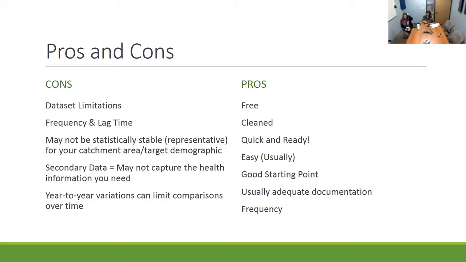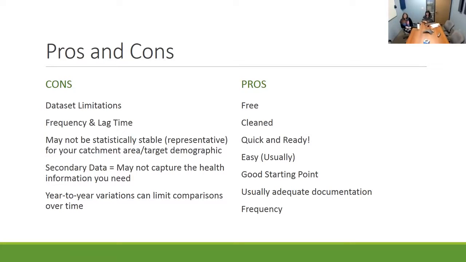A lot of these query systems can actually produce tables and graphics for you that you can utilize in reports or in informing decisions. It's usually easy. I think we're going to go over some easy examples and some more complicated examples. They provide a good starting point. It may not be perfect, but it can help give you an idea of where disparities or areas of priorities or areas of strengths within your catchment areas may be. We usually have adequate documentation of how this data was collected and what it can be used for.